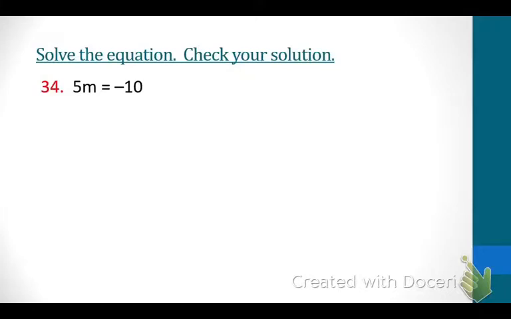All right, Kyla, how do I get m by itself? You divide 5 on both sides. Very good. We are going to divide by 5 on both sides. When you do that, Kyla, what do you get? You get negative 2. Negative 2 is correct.